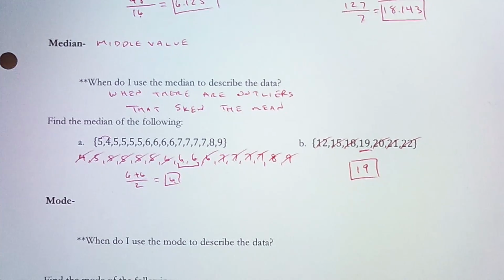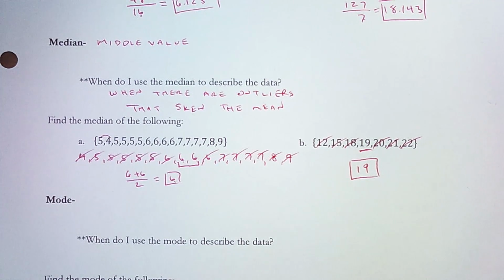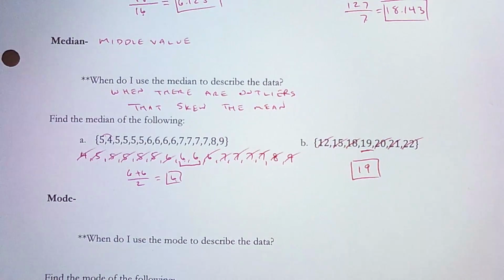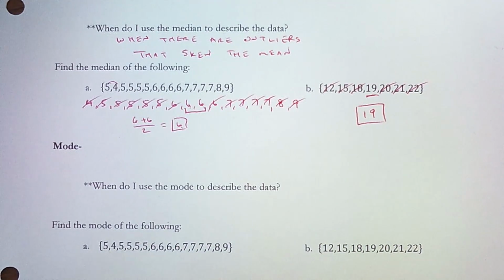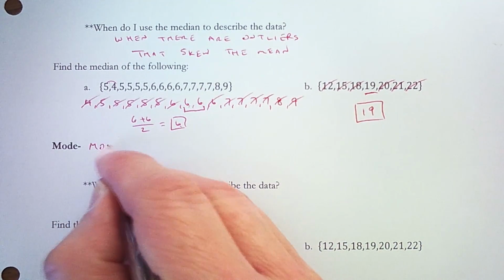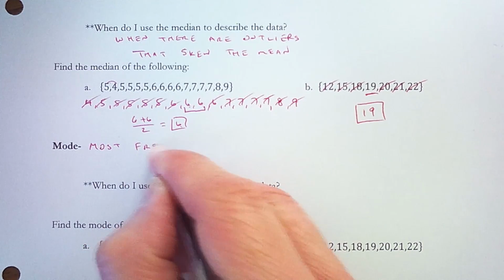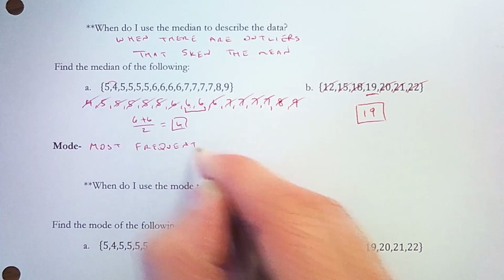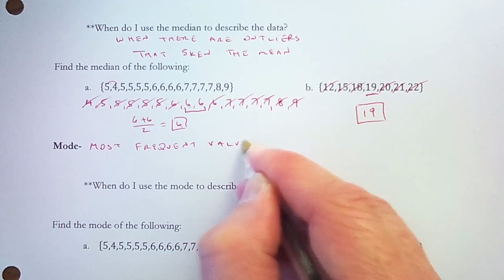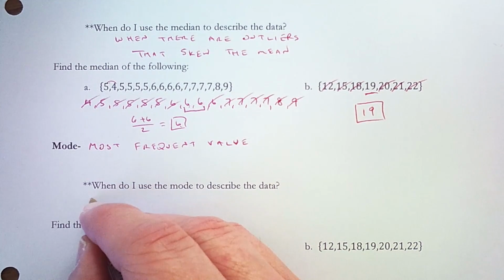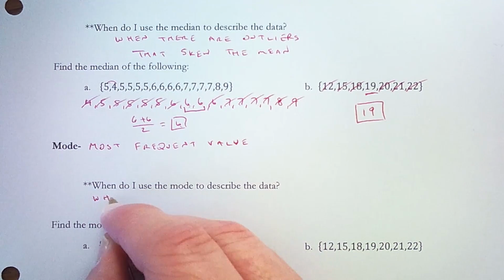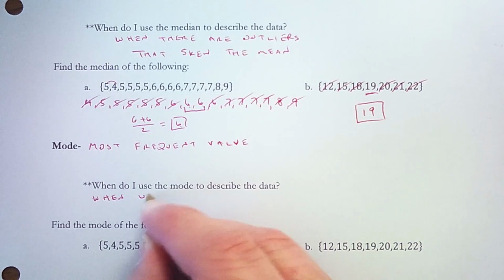And our last measure of central tendency is called the mode. The mode is the most frequently used value. The most frequent value. When should we use the mode? We should use the mode when we want to know the most common option.